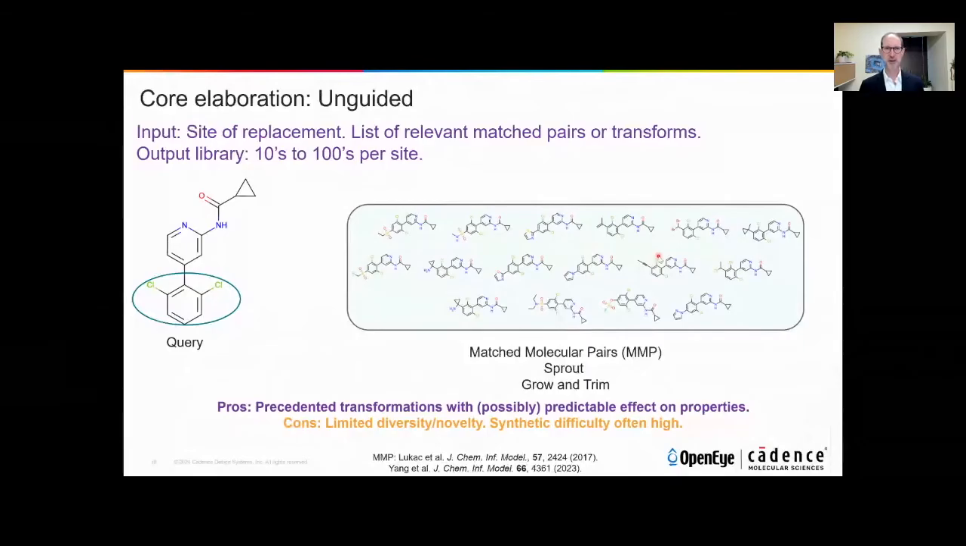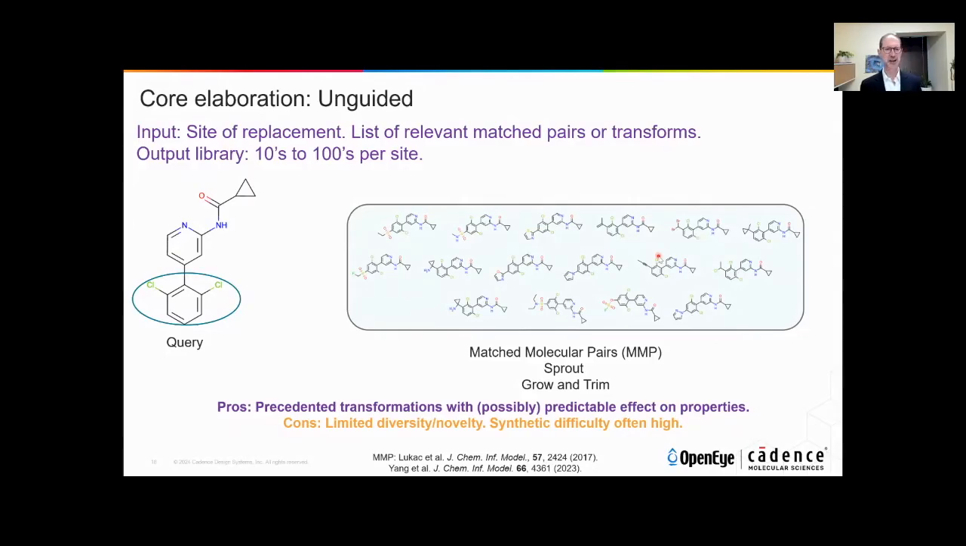There are relatively few transformations that have predictable changes in property, so you're getting limited structural diversity, and there's no inherent path to synthesis here. We're simply adding fragments to a molecule to move properties in a fixed direction.